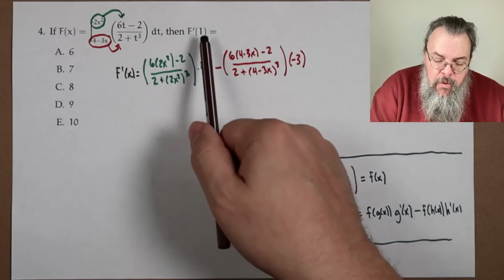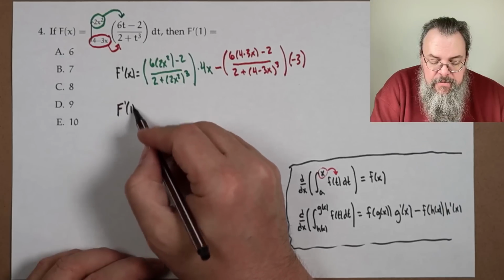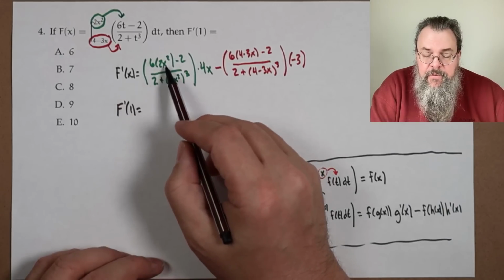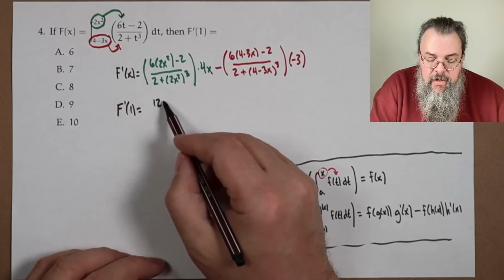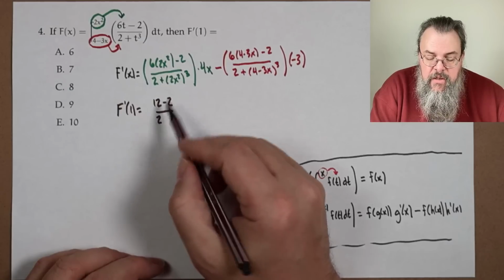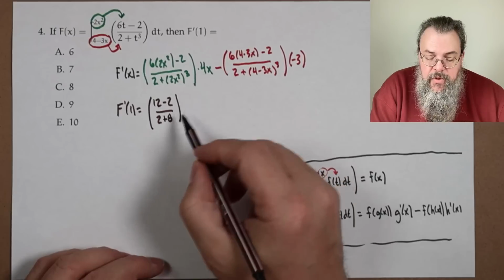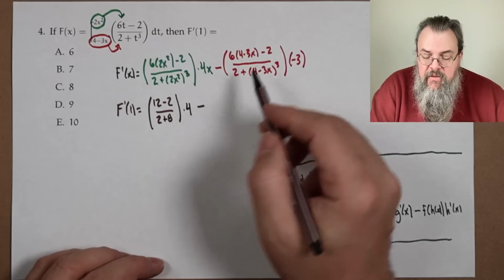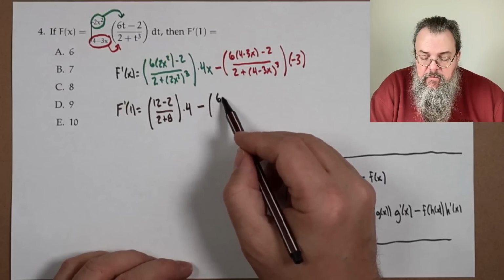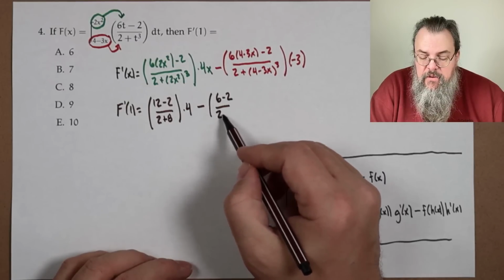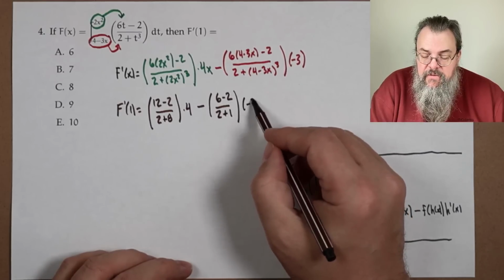All right, well, with that in mind, let's go ahead. We're plugging in 1. So everywhere we see x, we put in 1. All right, f prime of 1. So 2 times 1 squared will become 2. So we get 6 times 2, which is 12, minus 2. Downstairs, we get 2 plus 2 cubed. That's 2 plus 8. And then we're plugging in 1. So 4 times 1 is 4, minus, 4 minus 3 is 1. So this is going to become 6 minus 2 over 2 plus 1. That's 1 cubed, times negative 3.